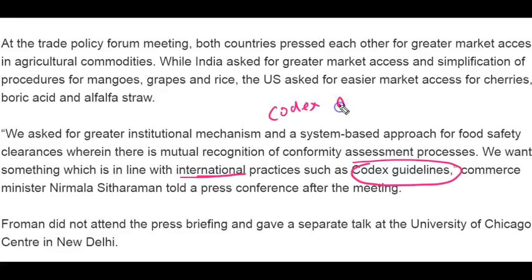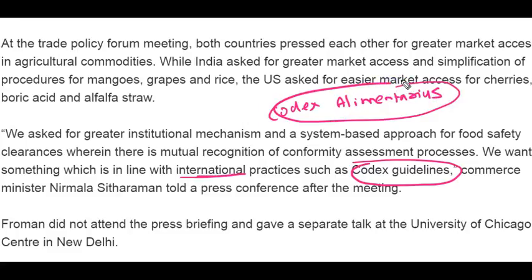Codex Alimentarius. Codex Alimentarius is one of the important areas for prelims and mains examination every year. UPSC already asked a question on Codex Alimentarius a few years back in the prelims examination. So prepare thoroughly on this topic.